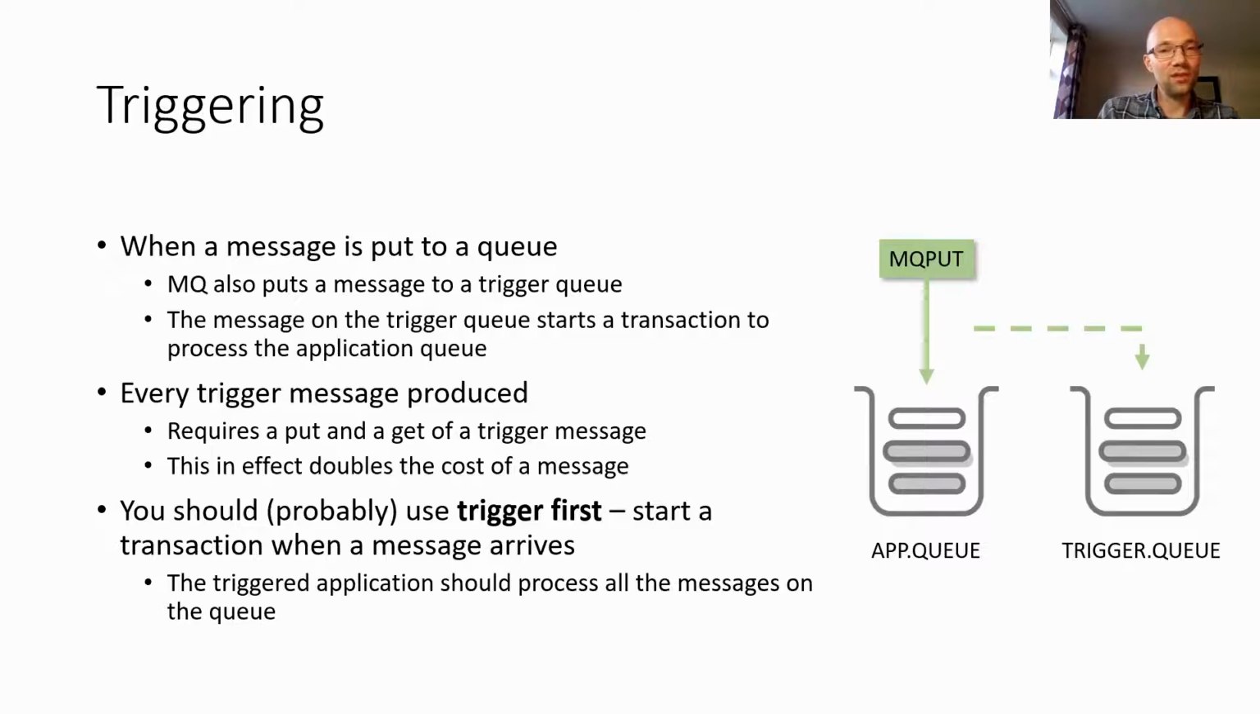Or maybe you should go into a get wait and wait for another message to appear on the queue for a little while. That depends on how often you're getting messages put on the queue, so what your message rate is on that queue. So it is a little bit complex to actually know what the ideal solution there is, but rule of thumb, you should use trigger first, probably.